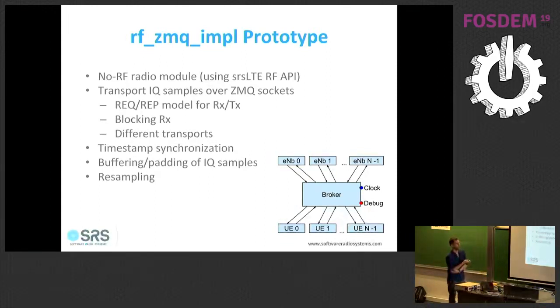So there will be any number of UEs and eNodeBs, it doesn't need to be the same number of UEs and eNodeBs, and a kind of broker that manages the interaction and shows to this side as if the UE or the eNodeB would actually be a synchronous RF device, receiving and transmitting always at the same rate.